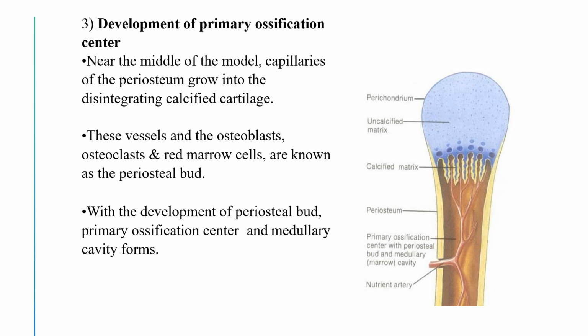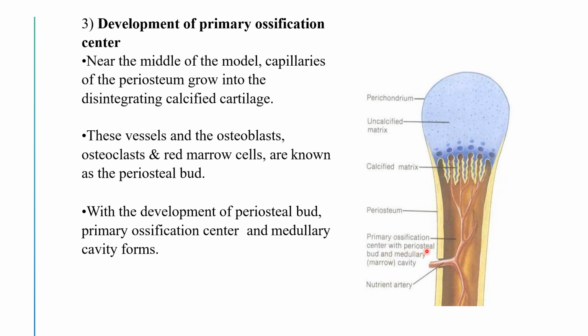Development of primary ossification center. Near the middle of the model, capillaries of the periosteum grow into the disintegrating calcified cartilage, and these vessels, osteoclasts, and osteogenic cells are known as the periosteal bud. With the development of the periosteal bud, the primary ossification center and medullary cavity form.